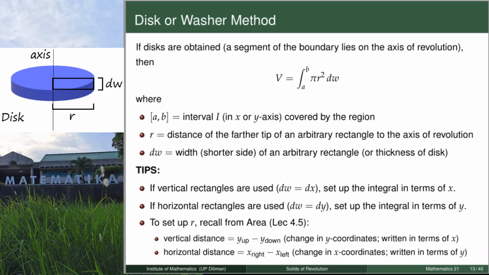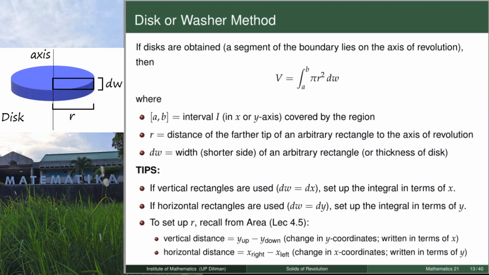So if you have vertical rectangles, then you must use vertical distance, which is just the change in y coordinates. Okay? And this is written in terms of x. So y in terms of x. So that's why the whole expression here will be in terms of x. Meanwhile, if you use horizontal rectangles, then that will make use of horizontal distance, which is just the change in x coordinates. And this is now written in terms of y.